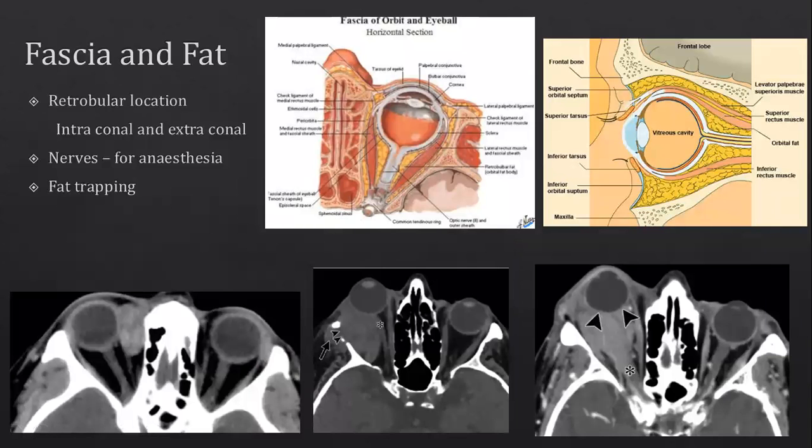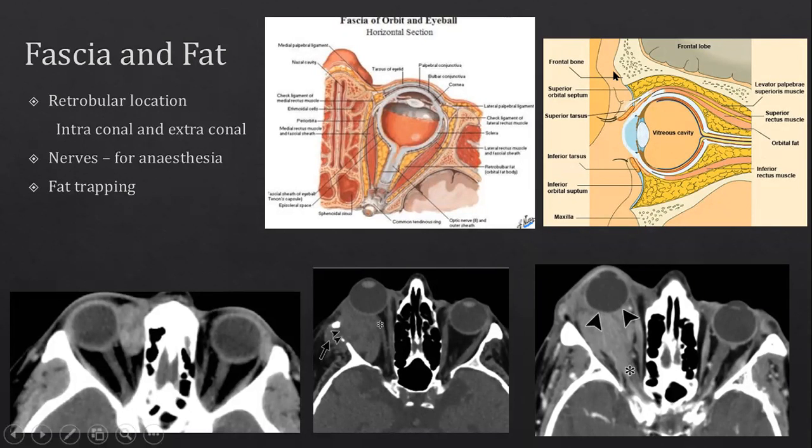Moving on, looking at the other structures within the orbit. So we have got the globe, we have got the nerves, we have got the optic nerve, the arteries and veins. But what we haven't talked about is how are they invested, how are they kept in place. And they are kept in place by various septae and fat, which not only act as a strut around which these structures are placed, but also perform a good cushion to these structures.